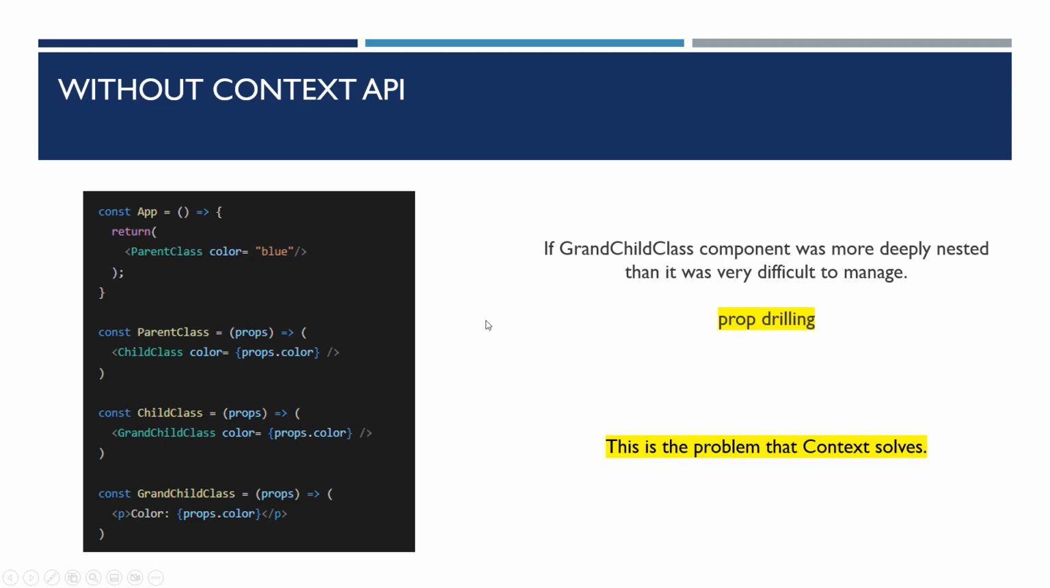So first I'm going to discuss without context API. What is the actual problem? We have created this app.js, and in app.js we are creating the parent component. If we need to pass data to a child or grandchild component, we need to first pass data to the child component, then pass props to the grandchild component, and then we can access it. Isn't it really difficult to manage? What actually is this concept of prop drilling?